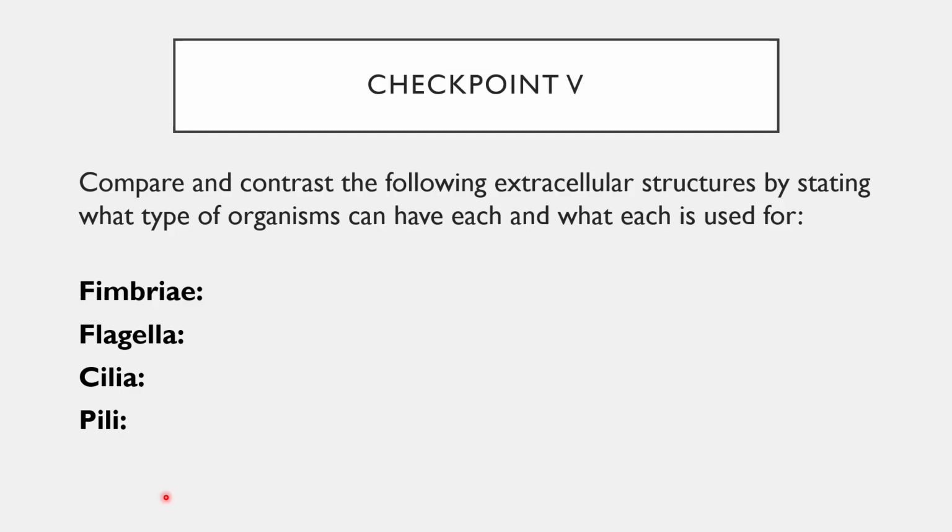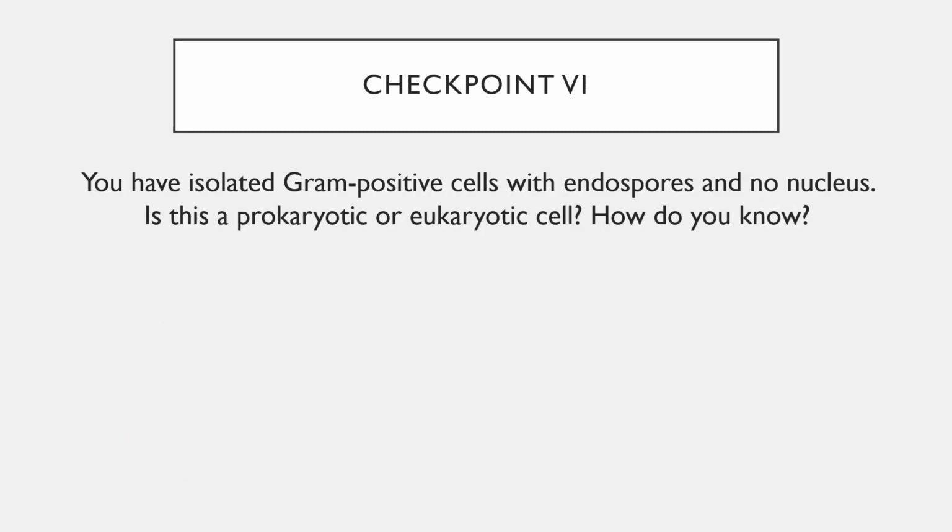And lastly, you have isolated a gram-positive cell with endospores and no nucleus. Tell me if this is a prokaryotic or eukaryotic cell, and tell me how you know. And when you have finished this last checkpoint, you are finished with Chapter 3.